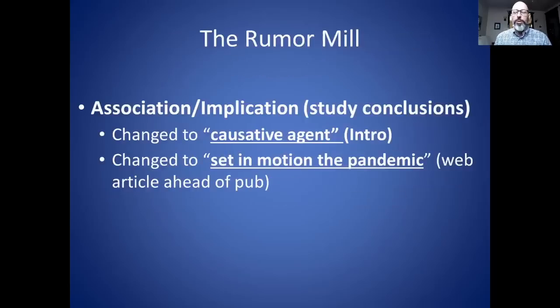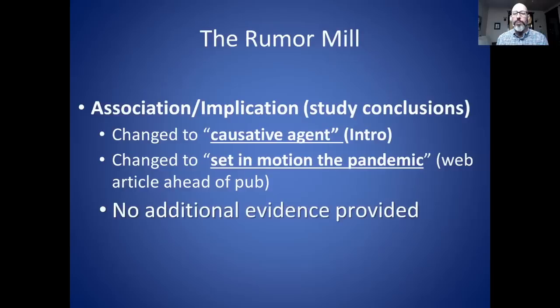Just to summarize the whole rumor mill thing, we have the papers that actually did the studies, and they claim that there's an association or an implication of the virus in the illness, far from any declarative statement about causation. Then in the third paper, it was changed to causative agent, and then it was changed to set in motion the pandemic. So stronger and stronger statements, and no evidence was provided at all to back up those statements. Just flat out lies.